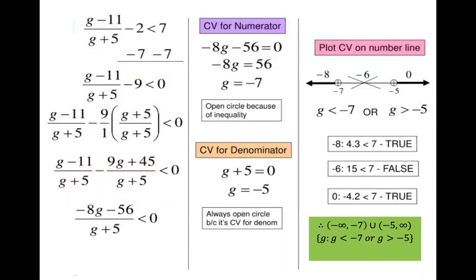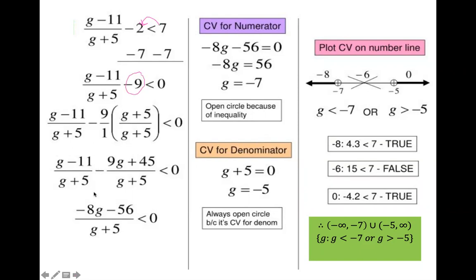So, down to the last two examples. Again, the first step in solving the inequality is to make one side equal to 0. In this particular case, the given is (g minus 11) over (g plus 5) minus 2 less than 7. Obviously, one side is not equal to 0, so we have to make it equal to 0. How do we do that? Transpose 7 to the other side.